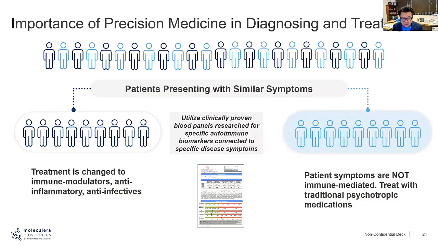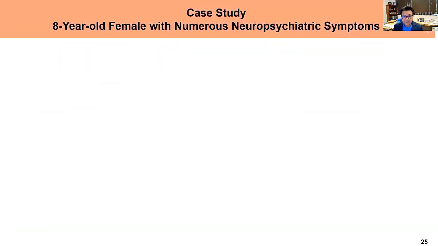One of the things that we do at Molecular Biosciences is research and development and clinical testing on patients and serum with those that present with immune-mediated neuropsychiatric disorders. We do this in order to segment patients into those who would respond with immune modulators, anti-inflammatory agents, and anti-infectives, and those who would not, but would respond to traditional psychiatric medications, because they're all presenting with similar symptoms. So let me share with you a few case studies.